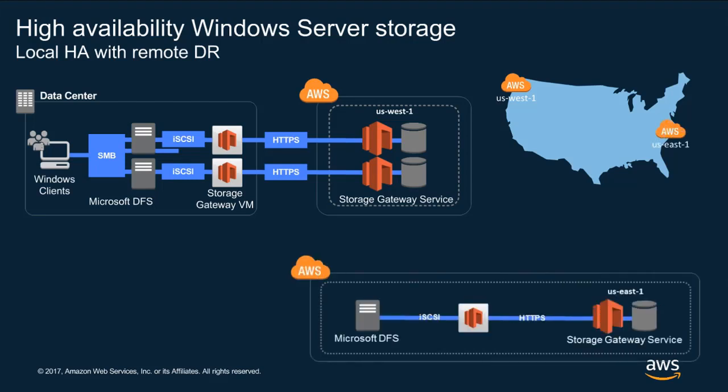For the DR site, Microsoft DFS replication is used to replicate the data to a Windows server running in EC2 in the AWS US West 1 region. And this provides a DR copy that's geographically isolated from the primary data set. And the DR copy can be used for file services in the event of a disaster when both on-premises servers aren't available. And for added data protection, snapshots are taken of those volumes in US East 1.